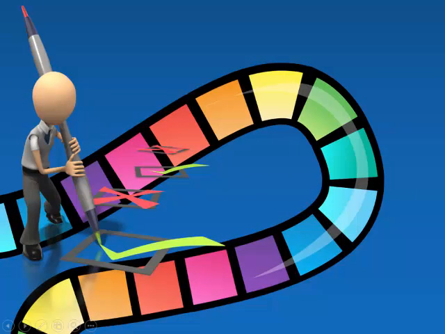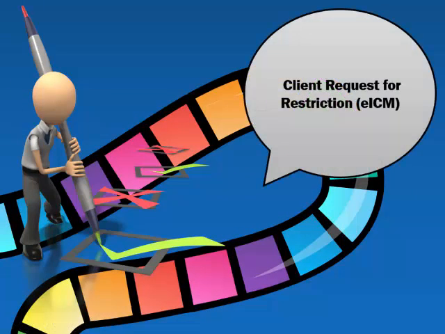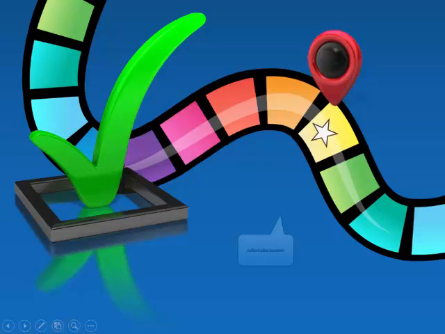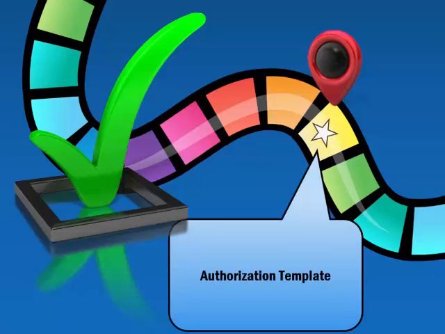This segment will focus on the client request for restriction. The authorization template in eICM will capture any restrictions specified by the client in regards to sharing his or her record. This allows the Department of Health and Human Services to capture the client's preferences.